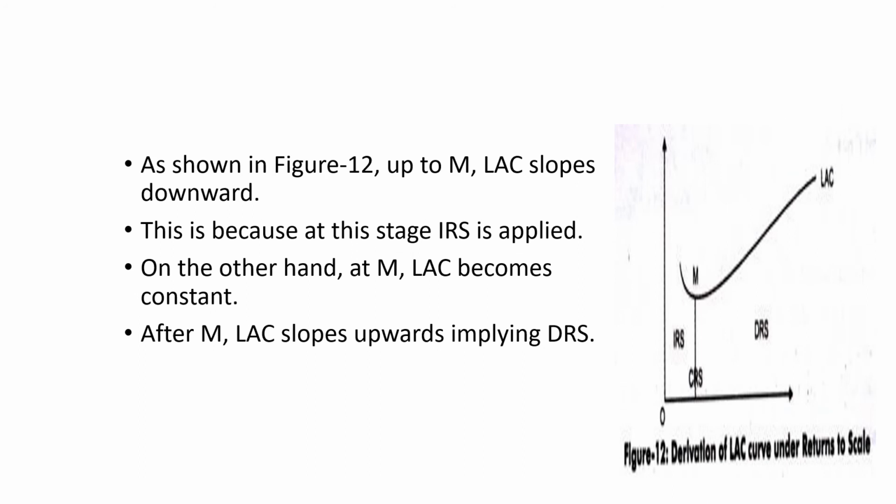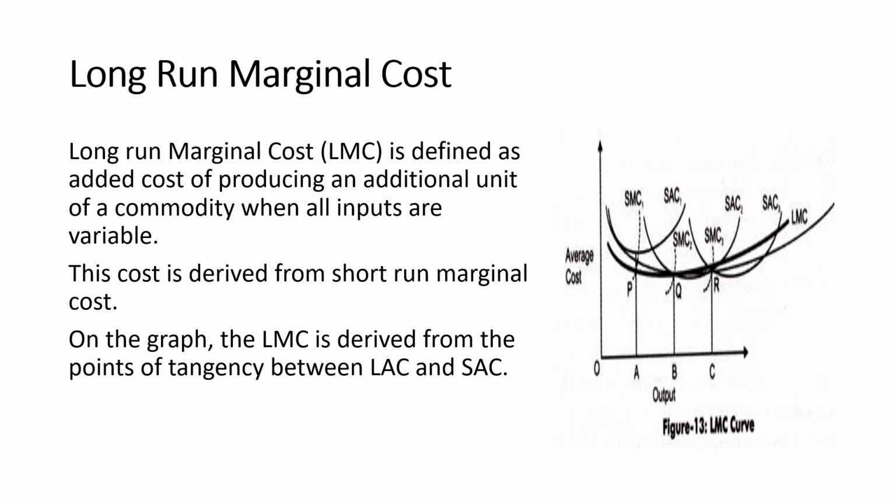Here you could see that up to point M, LAC slopes downward, and this is due to the increasing returns to scale. At M, LAC becomes constant, and after M, LAC slopes upwards due to diminishing returns to scale.